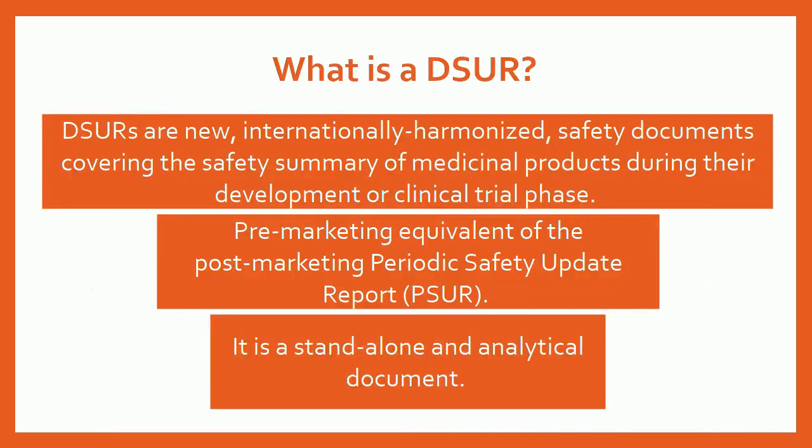What is a DSUR or Development Safety Update Report? DSURs are new, internationally harmonized, safety documents covering the safety summary of medicinal products during their development or clinical trial phase. The DSUR is the pre-marketing equivalent of the post-marketing Periodic Safety Update Report, PSUR. It is a standalone document that is not just a data dump but is an analytical document.